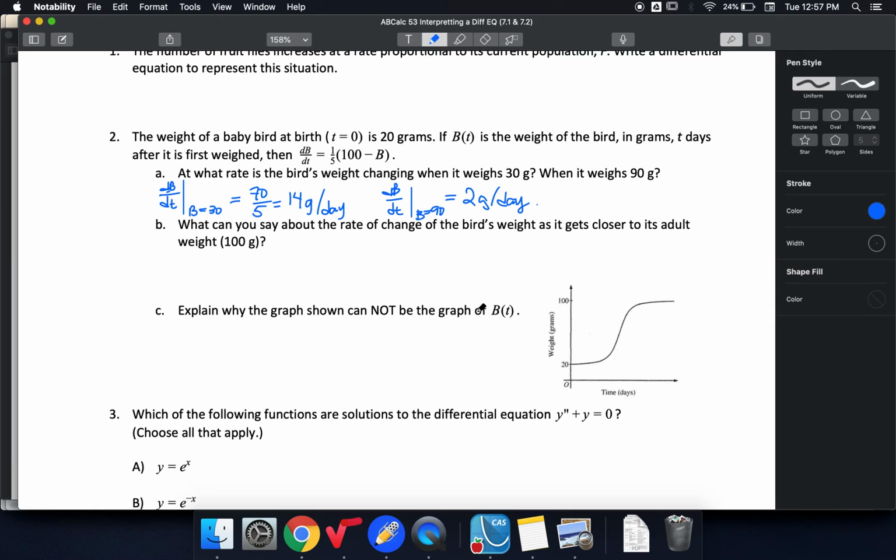This graph cannot be the weight of the bird B. This part makes sense that we plateau at an adult weight, but over here, this says that our weight grows slowly in the first few days, and that's not true. We gain weight quickly at the beginning.